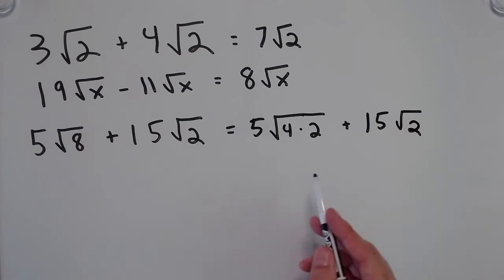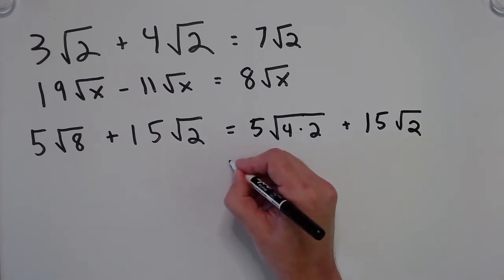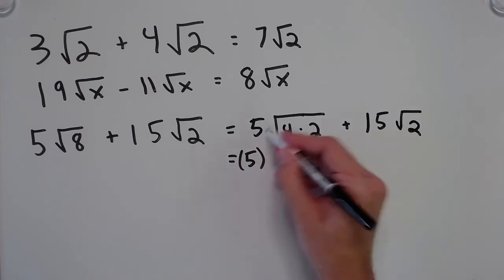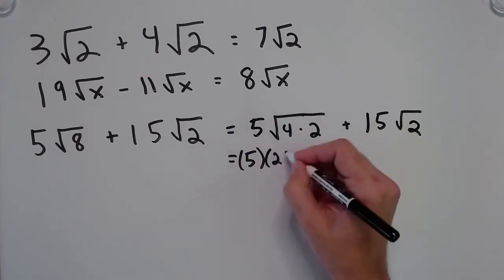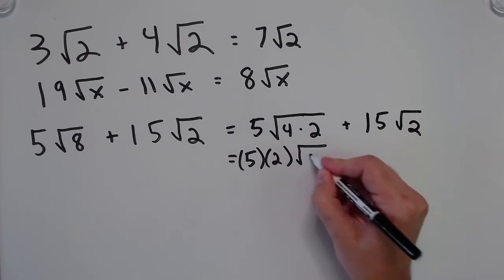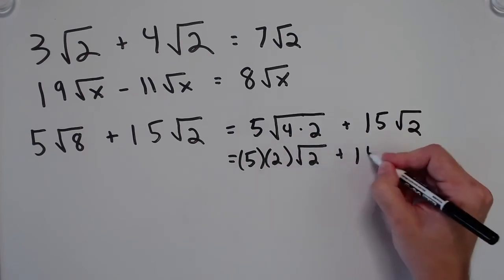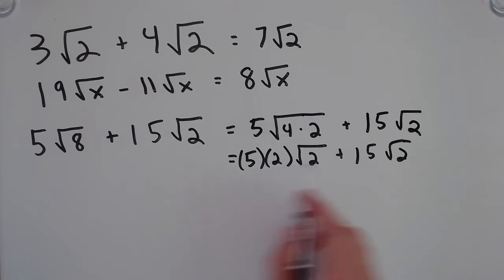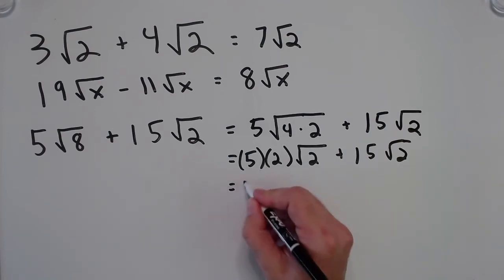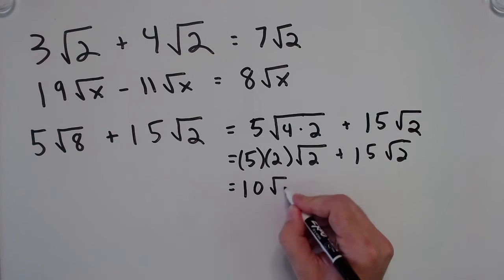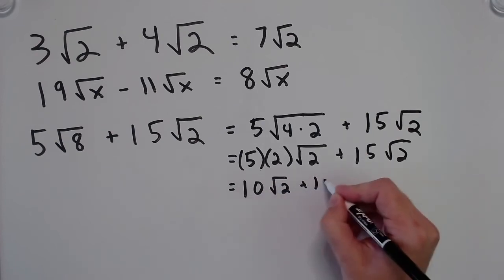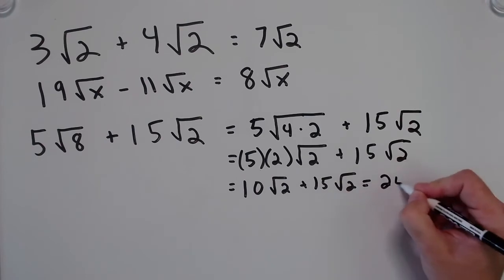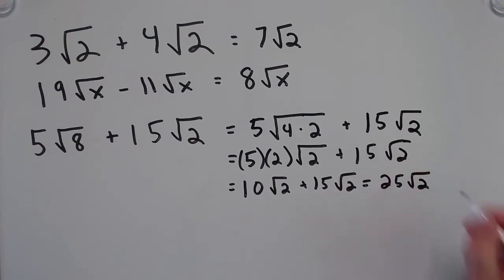So I'm going to show those steps, but in the future I'll probably skip those steps. So we've got a 5 out front. This 4 becomes a 2 because we're taking the square root of the 4. And then we just have root 2 plus 15 root 2. And then we'll do this multiplication. So this is the intermediate step. This is 10 root 2 plus 15 root 2. We end up with 25 root 2.